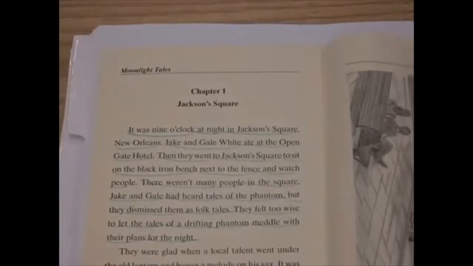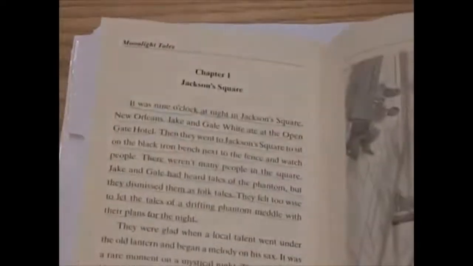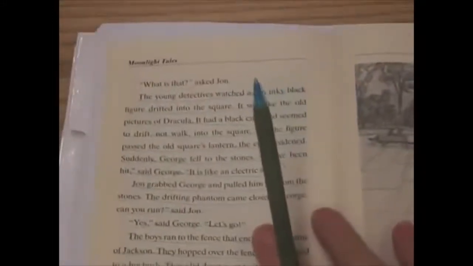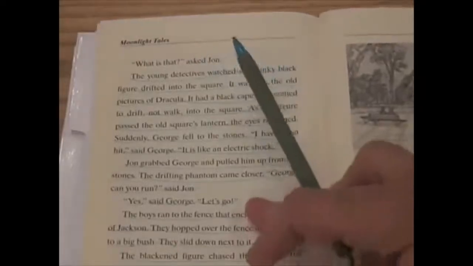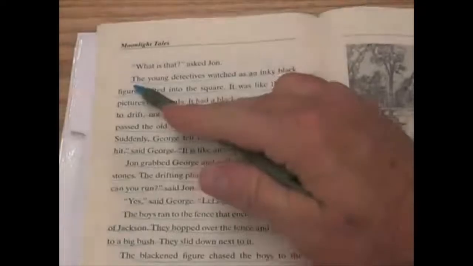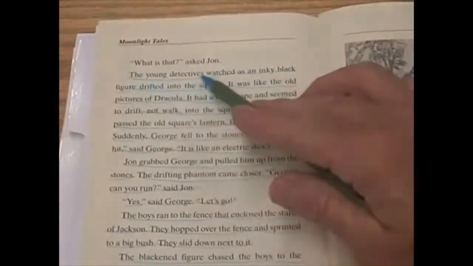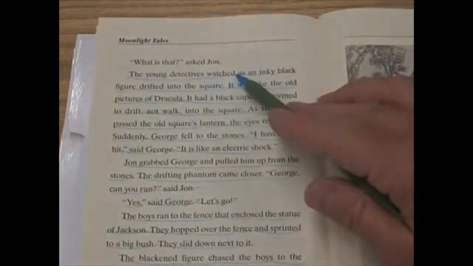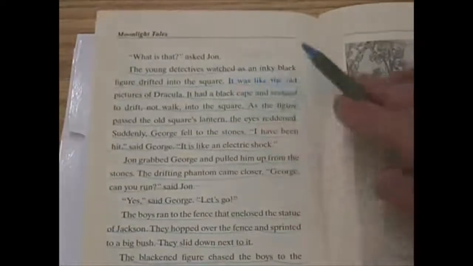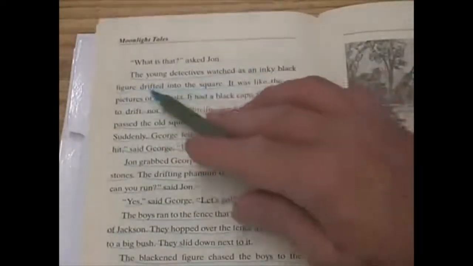From that point on, I just expect phrasing to go on. Okay? Once they have that down pretty well, I can introduce double phrasing. Now in double phrasing, what we're doing is we're looking at larger areas. Again, I do it just like I did before, that I model first. In this case, "the young detectives" is really one phrase. "Watched" is another component. So I did the whole thing: the young detectives watched as an inky black figure drifted into the square. So I'm doing a little larger group.